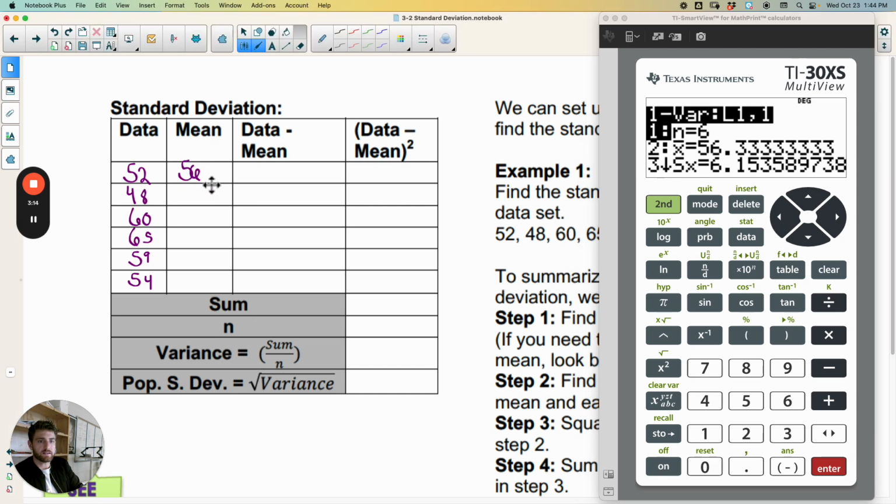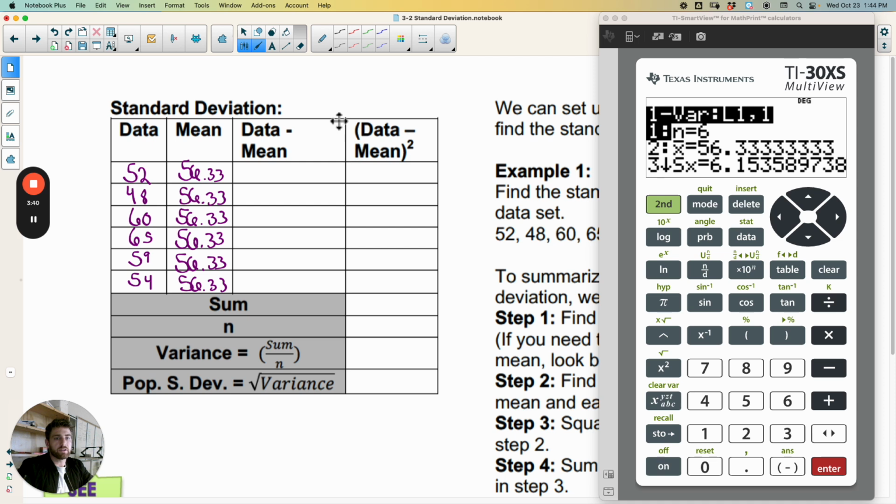So 56.33 is going to go straight down here. Okay, so our second column is just our mean, and I wrote it 6 times over.